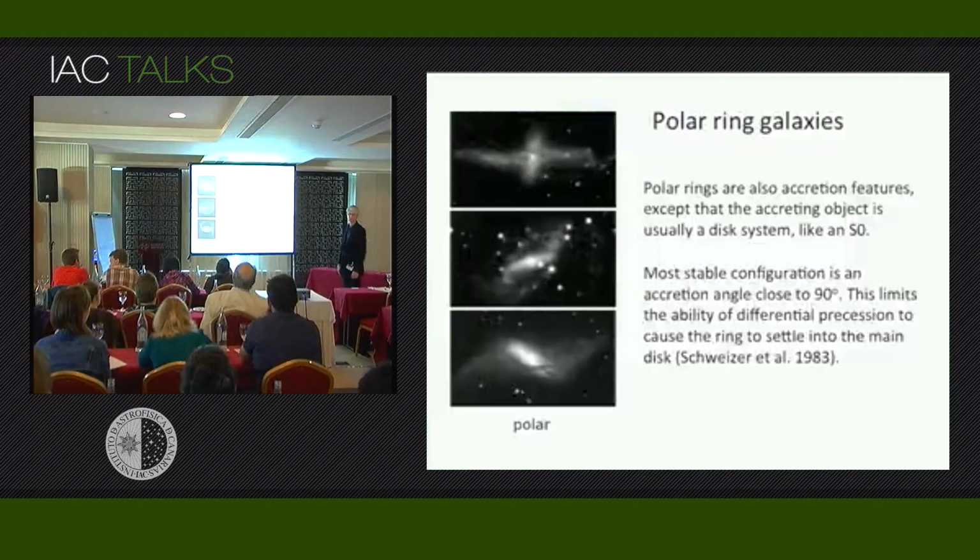Polar rings are ultra neat, interesting. They involve a disrupted satellite around the poles of a disk galaxy, usually an early type galaxy. And they were noted in the 1980s by Schweizer et al.